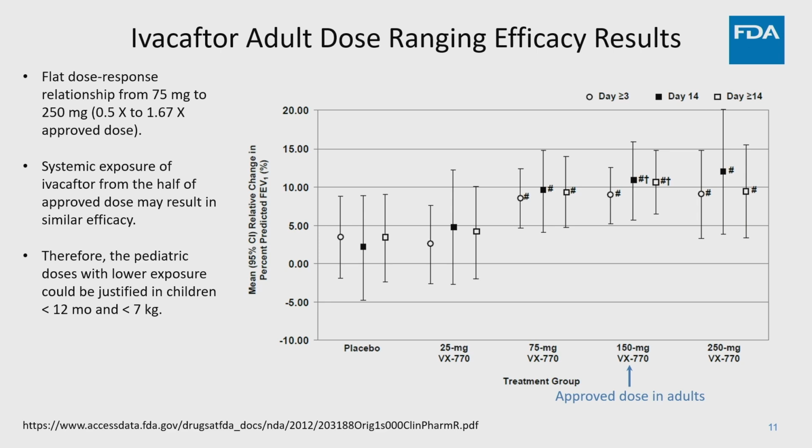The 75 milligram dose had a 50% lower exposure than the 150 milligram dose, which is similar to the younger kids' exposure level in pediatrics. So based on this dose response, we consider the lower exposure in those younger kids still efficacious. This still can provide an efficacy response. That's the reason, even though the exposure is lower, we support the approval in this younger pediatric group for the dose we approved in the label.